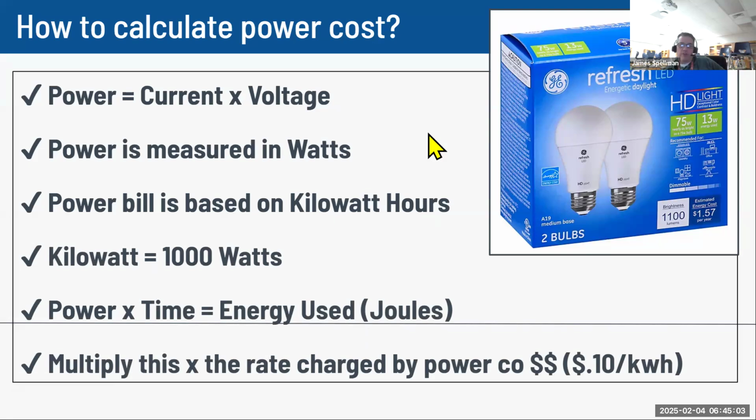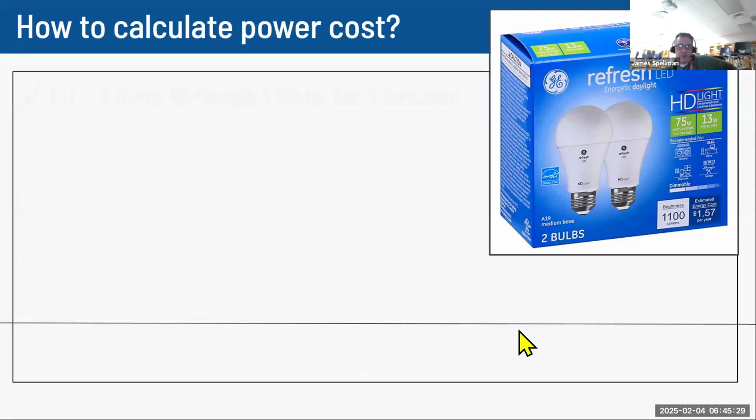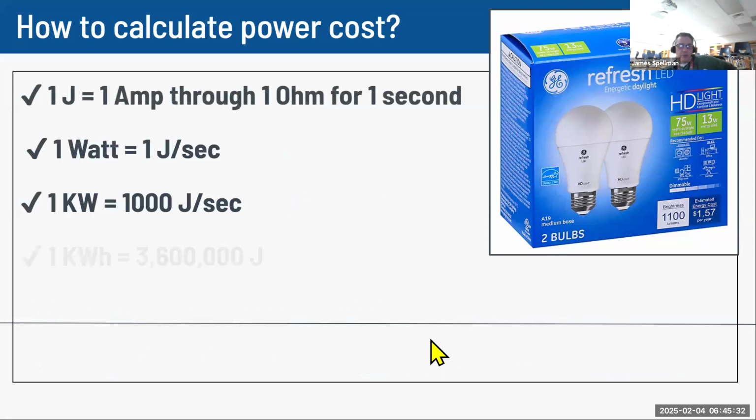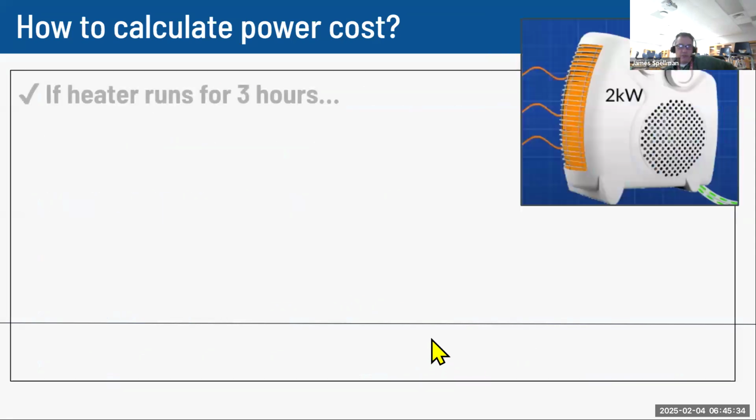Like with our light bulb, if I tie all this together, the light bulb has a certain number of watts. We would need to change that to kilowatts. We would also need to know how many hours the bulb is used. And then we would need to know what the power company is charging us. For our purposes, we're going to say 10 cents per kilowatt hour. If we take those three things and multiply them together, that tells us the overall power cost for that thing. We'll do a few examples here in just a second. I'm going to skip through this slide because it's kind of confusing.